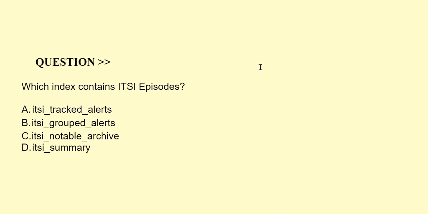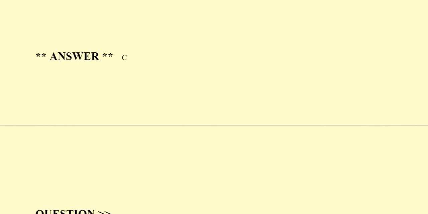Our next question is, which index contains ITSI episodes? Option A, itsi_tracked_alerts. Option B, itsi_grouped_alerts. Option C, itsi_notable_archive. Option D, itsi_summary. The correct answer is option C.